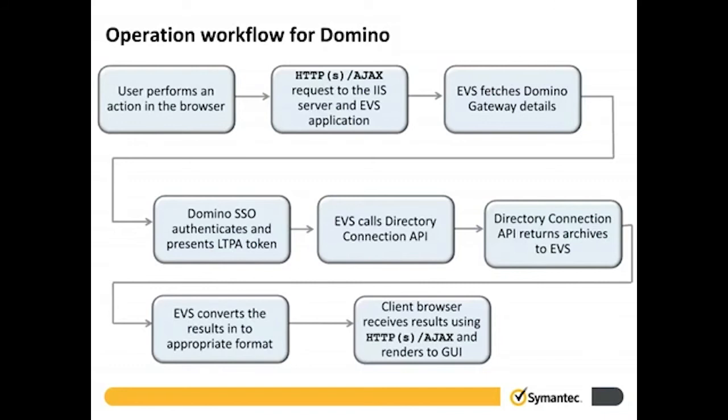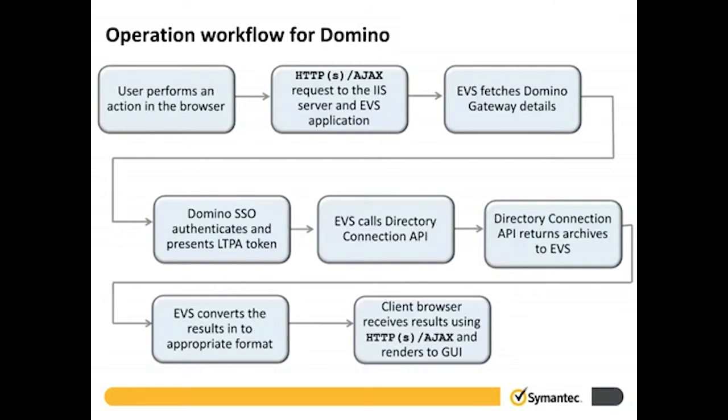the IIS server. The Enterprise Vault Search application on the IIS server fetches the Domino gateway server details from the database. Domino SSO is used to authenticate the user, and an LTPA token is presented to the Enterprise Vault Search application on the IIS server to determine what archives the user has access to.